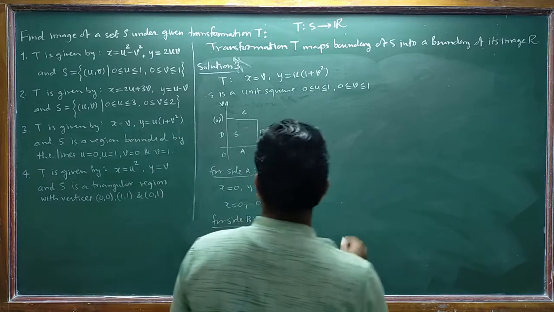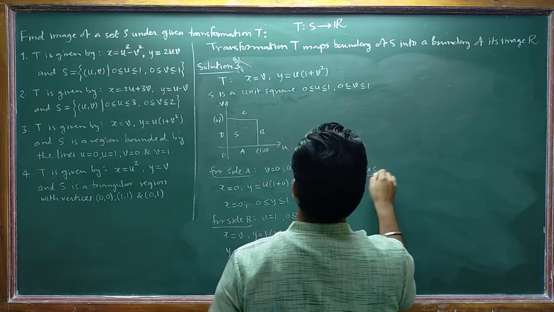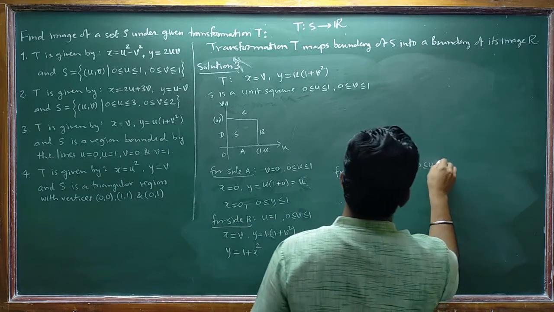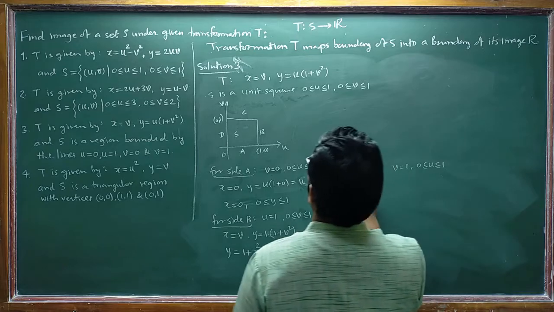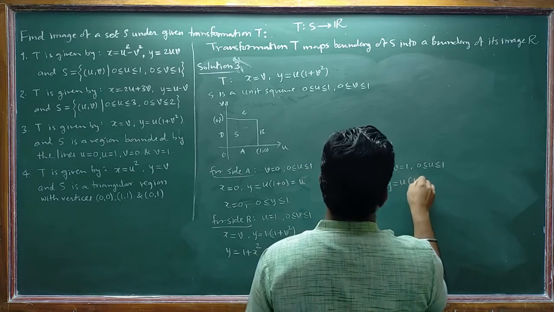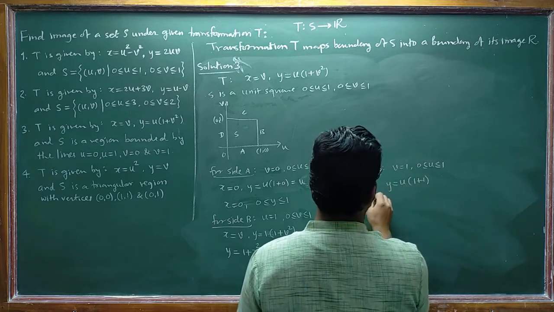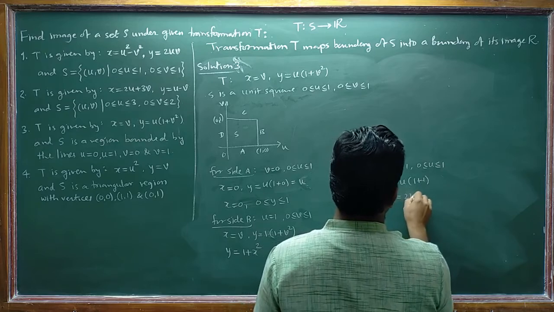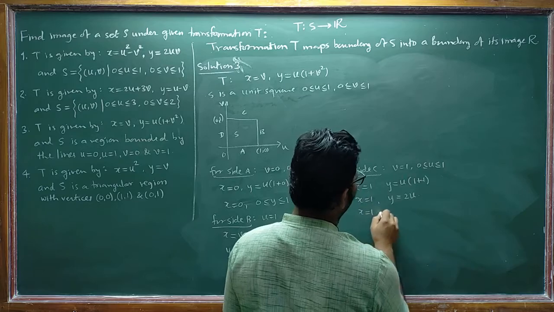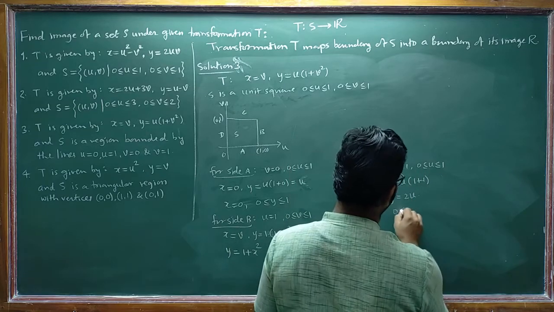Okay. Then the next side, for side C, it is the equation V equal to 1 and U will vary from 0 to 1. So x is V, that means 1, and y is U times 1 plus V square, that means 1 plus 1. So x is 1 and y is 2 times U. So it is x equal to 1. As U varies from 0 to 1, y will vary from 0 to 2.